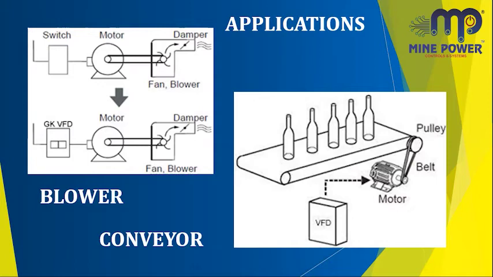In the conveyor also we use the VFD drive to control the motor of the conveyor. It rotates the bottle. When we give the frequency slowly, it moves slowly. We can adjust the speed, and we can move the conveyor fast and the bottles also move fast for the filling process.